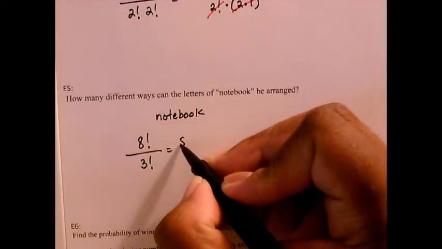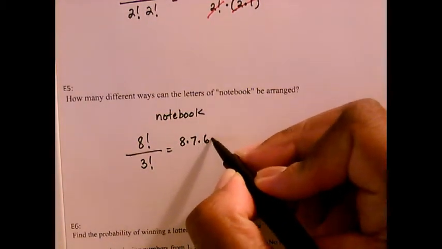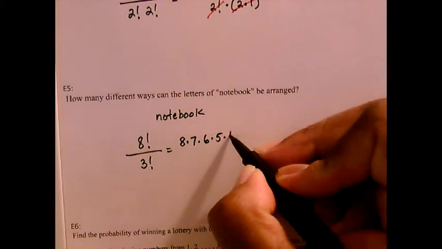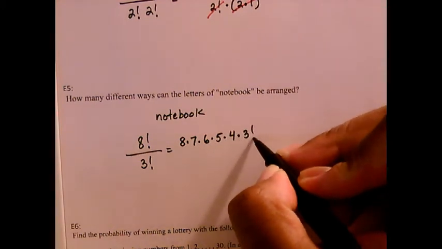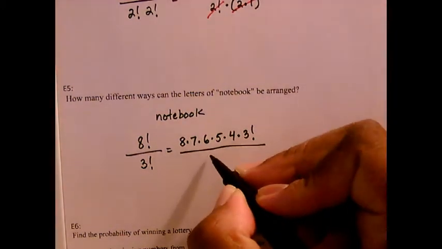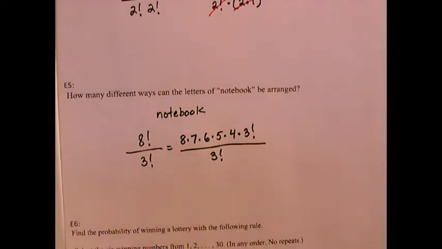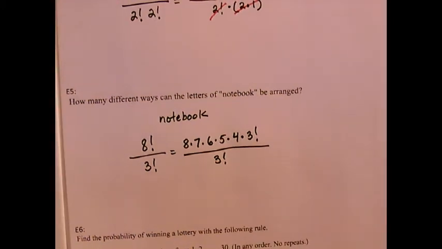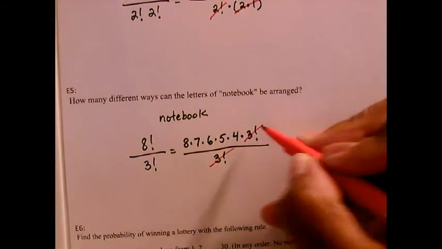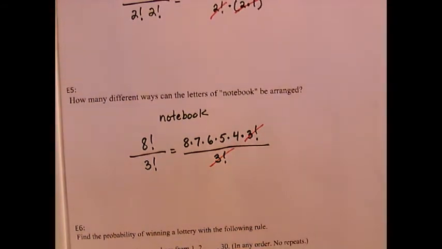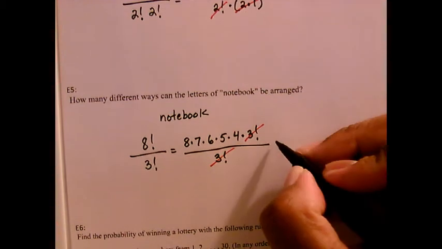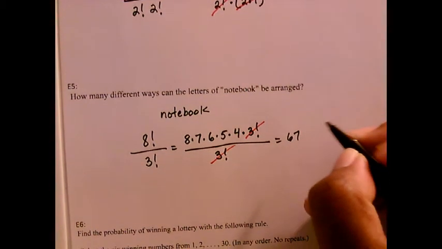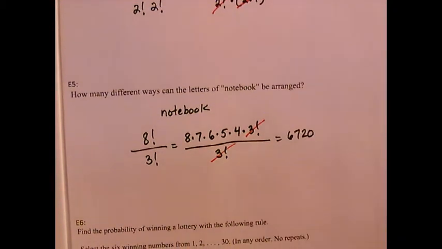Now if we simplify this, this will be 8 times 7 times 6 times 5 times 4 times 3 factorial. And that's also divided by 3 factorial as well. And in this case here, we can divide out the 3 factorials. So you have 8 times 7 times 6 times 5 times 4, which will be 6,720.